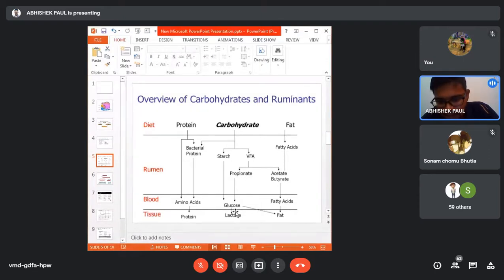And where is the fat coming from? You can consider it as milk fat, and this milk fat comes from acetate and butyrate. Is it clear? Where does the milk sugar, lactose, come from, and where does the milk fat come from? Can anybody explain this, Sapna? Where does this milk sugar, lactose, come from?